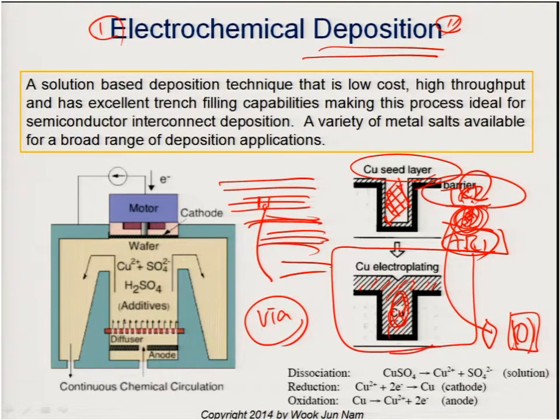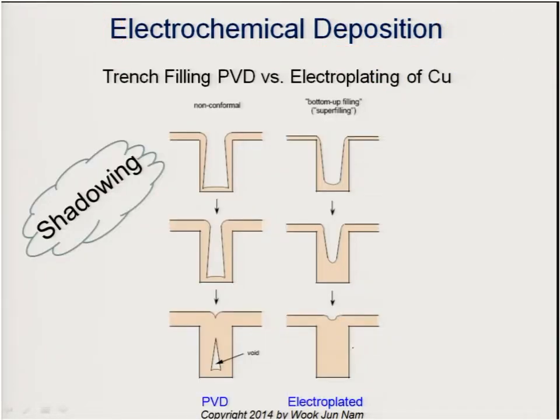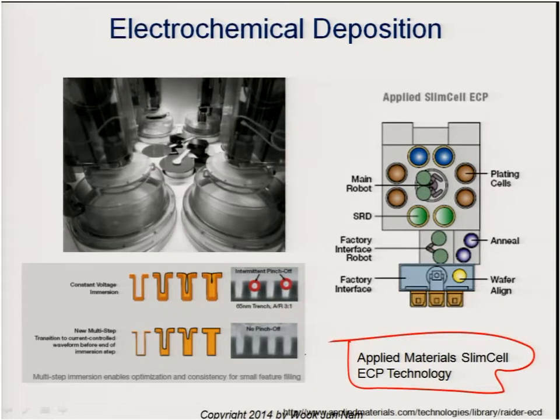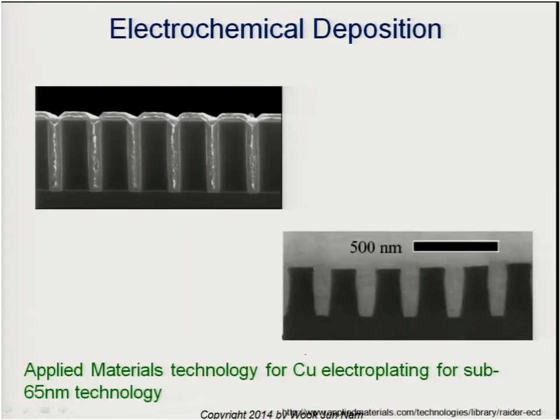So in a sense, electrochemical deposition is a pretty promising technology for filling nano cavities with a high aspect ratio. This is an example of a system from Applied Materials. This is an example after filling very high aspect ratio trenches using electrochemical deposition.